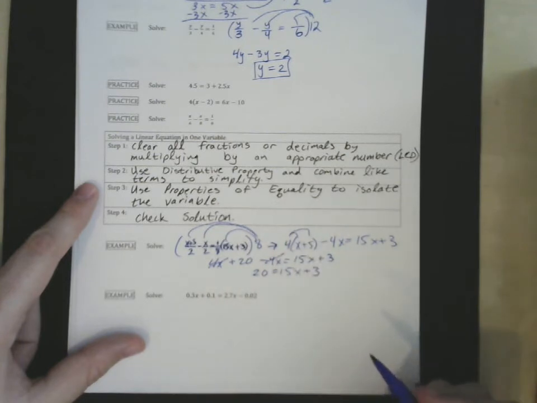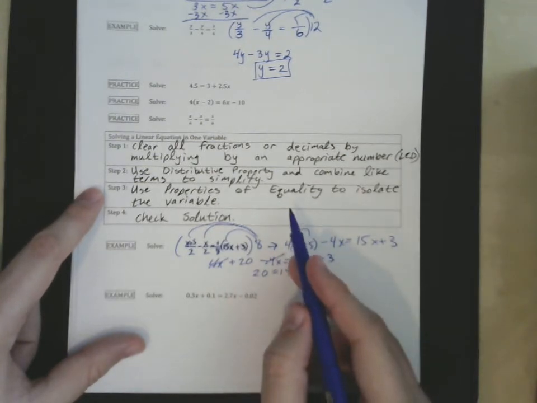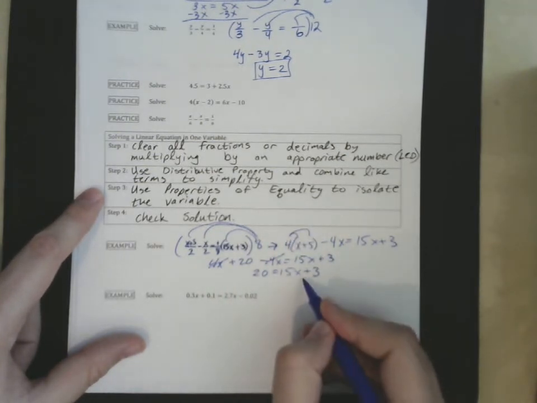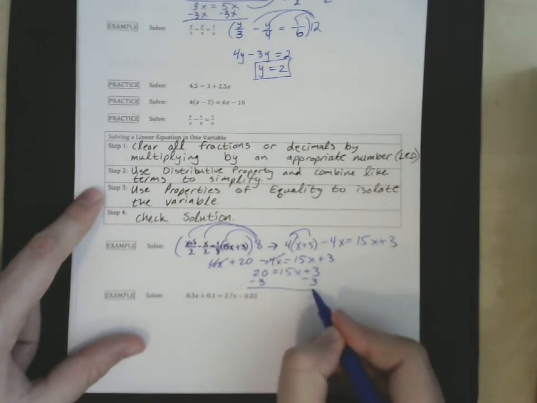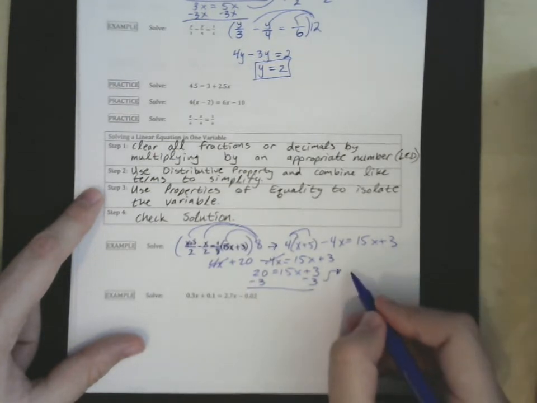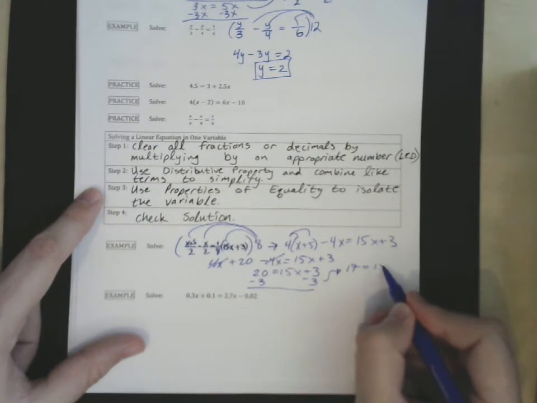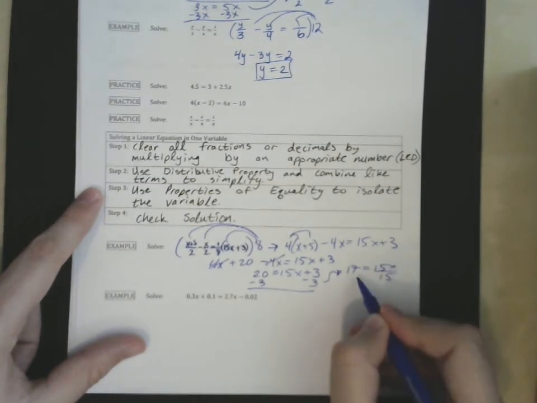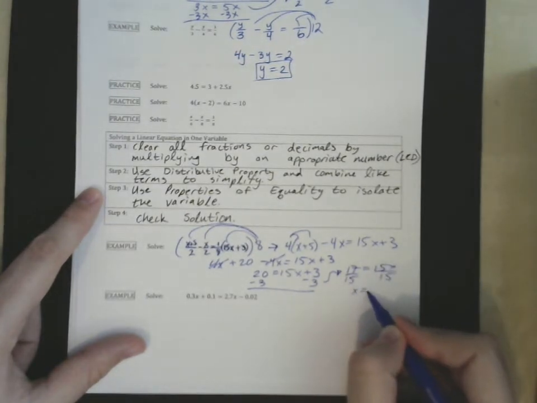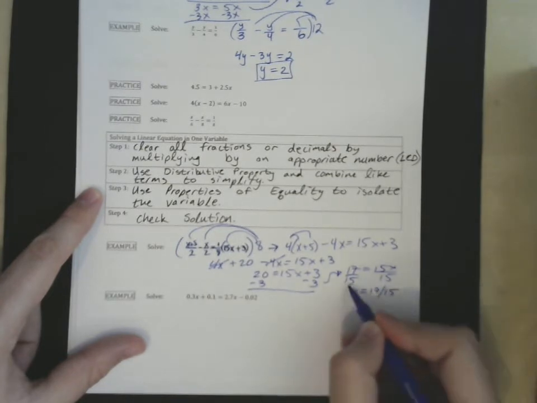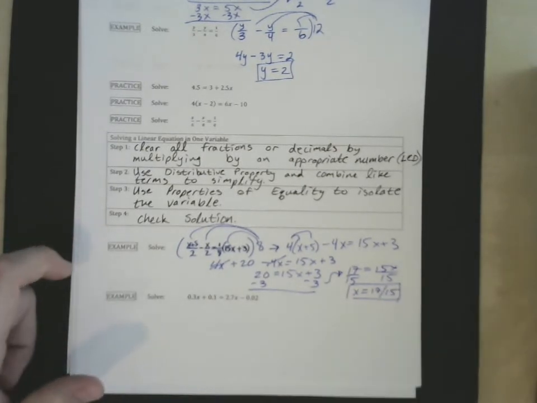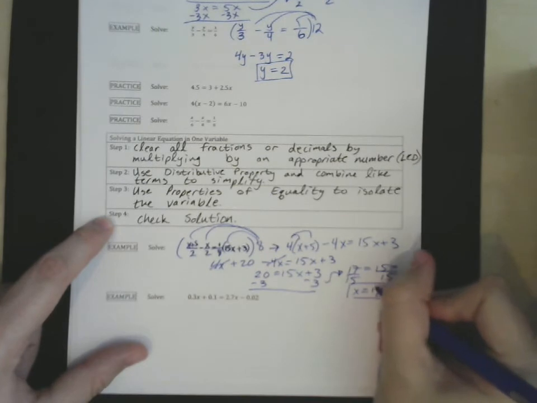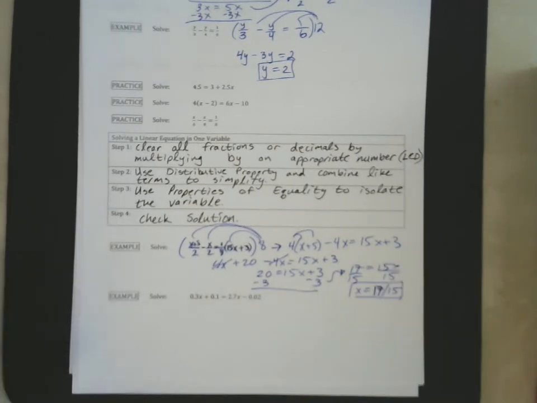So now we're into our final, second to last step. We're going to subtract 3, and we have 17 equals 15x, divide by 15, and x equals 17 over 15. And that's our final answer.